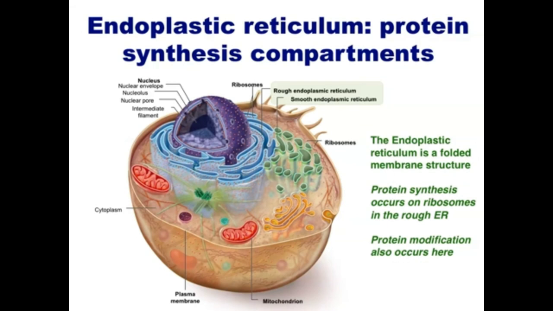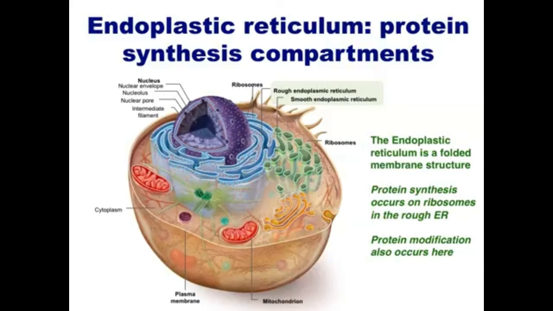Surrounding the nucleus is a folded membrane structure known as the endoplasmic reticulum. It is a network of membrane sacs in which protein synthesis or protein modification takes place. The endoplasmic reticulum, usually abbreviated ER, can be divided into two categories: the rough ER or the smooth ER, named for their appearance.